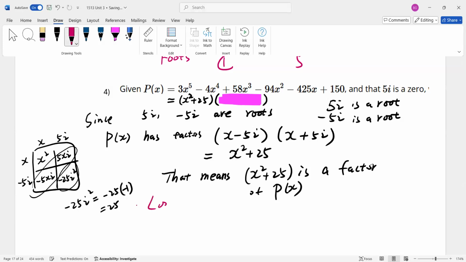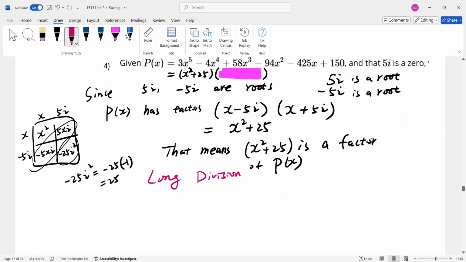It's gonna take a little bit. We're gonna use long division. We're gonna divide P of x by x squared plus 25. So P of x is the dividend, x squared plus 25 is the divisor. Very important, use long division. We also require both dividend and divisor in the standard form.